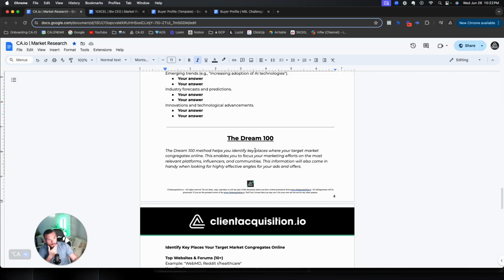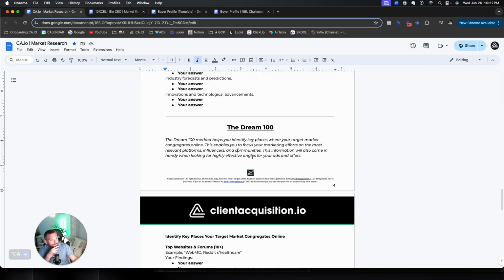So the Dream 100 is basically identifying areas online where your target market congregates. So blogs, social media platforms that they frequent, threads, forums, individual websites like newsletters. You want to compile all of these, and then you have your Dream 100. So this is designed to help focus your marketing efforts on the most relevant platforms, influencers, and communities to your target audience.